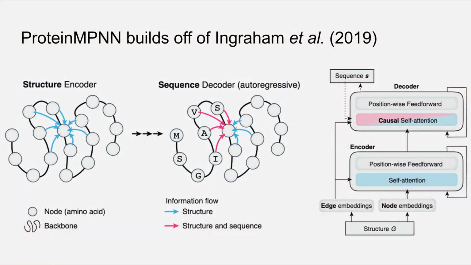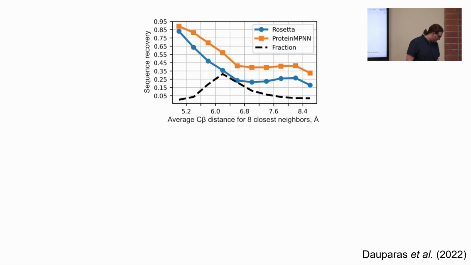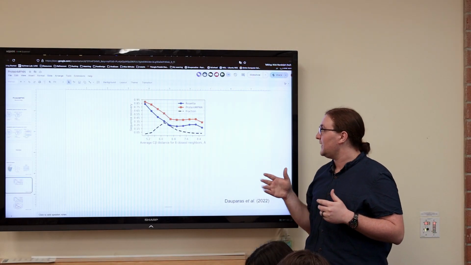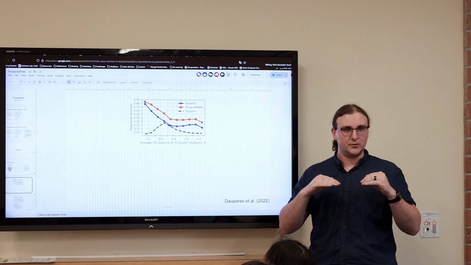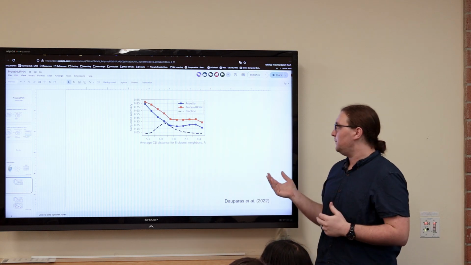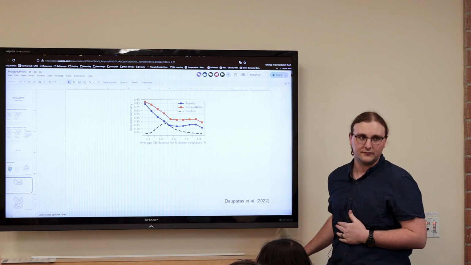Okay. So let's talk about ProteinMPNN now. Like I said, we have a backbone. We throw it through the model, get a sequence. A little bit about how it performs before we start talking about the model. We compare it to Rosetta here. As you can see, the line for ProteinMPNN is shifted upwards, meaning that overall it is much better. However, there are some differences as we start looking at the centrality level of each residue.